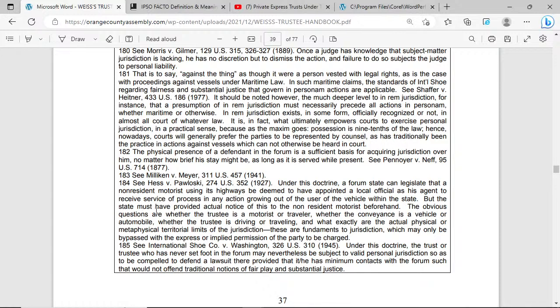The obvious questions are whether the trustee is a motorist or a traveler. Public, private. Whether the conveyance is a vehicle, remember, public, or automobile, private. Whether the trustee is driving or traveling, public, private. And what exactly are the actual physical and metaphysical territorial limits of the jurisdiction? These are fundamentals to jurisdiction, which may only be bypassed with the express or implied permission of the party to be charged. So basically, what it's saying at the end here is they can only be bypassed when the person who is being sued is waiving that jurisdiction.